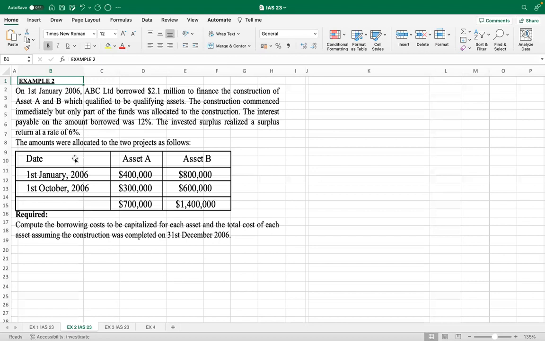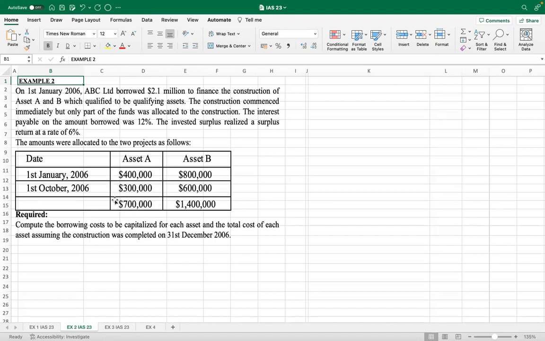So let's look at the usage or allocation of the 2.1 million. Remember, 2.1 million was borrowed to finance the construction of asset A and asset B. Asset A took a total of 700,000. Asset B took a total of 1.4 million. When you take 700,000 plus 1.4 million, it gives you 2.1 million. So how did we use the funds? Let's start with asset A.